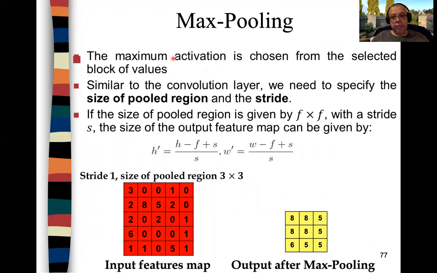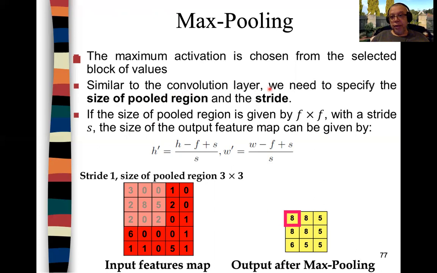So again, max pooling, the maximum activation is chosen from the selected block values. Let's say this is the output after you apply your ReLU. So you take a block of values, for example, a pooling filter of dimension 3 by 3. And then similar to the convolution, you replace it with the maximum value in this block. So the maximum of all these 9 values is 8. So you put here 8.